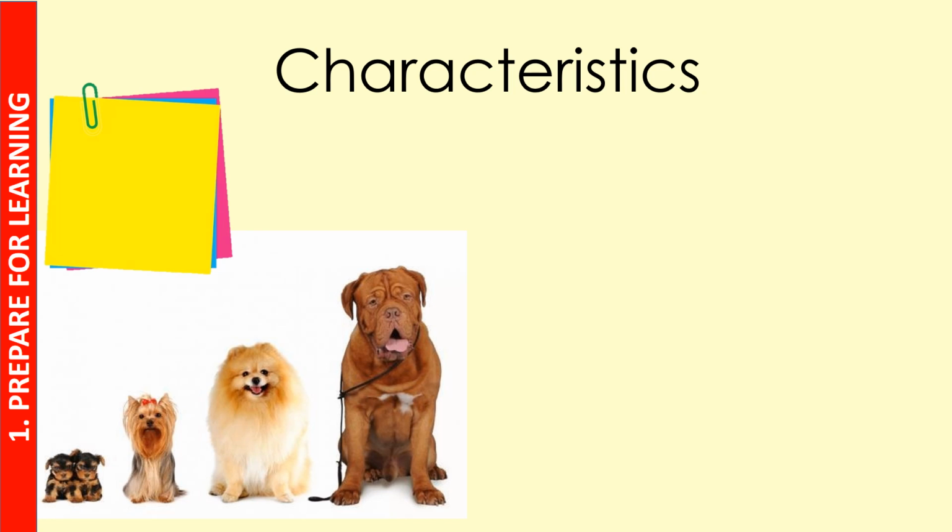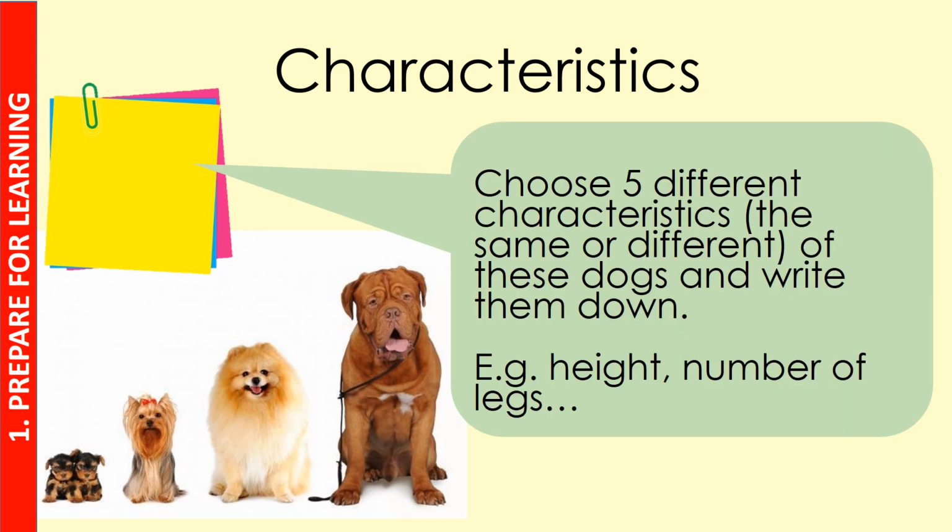Okay, in today's lesson we are going to be looking at inheritance and variation. So, the first thing I'd like to do is look at these dogs. I'd like to choose 5 different characteristics. They can be the same for all the dogs, they can be different for different dogs. And I'd like to write down 5 characteristics, for example, height, number of legs, you name it. 5 different characteristics.